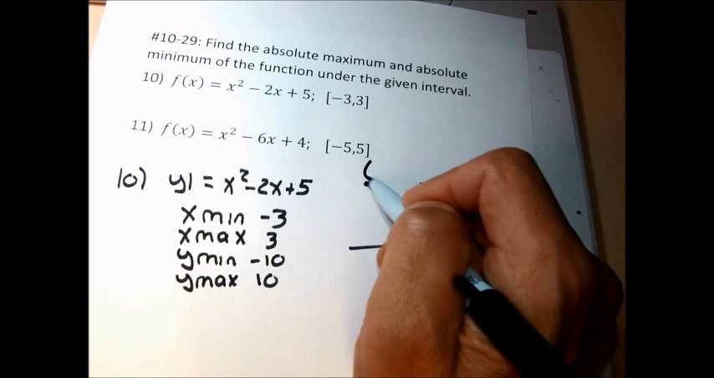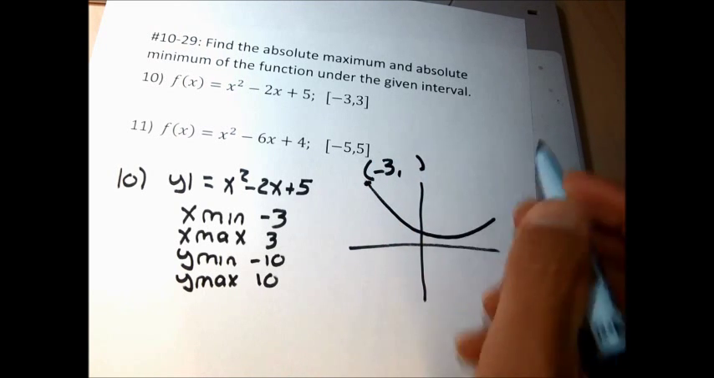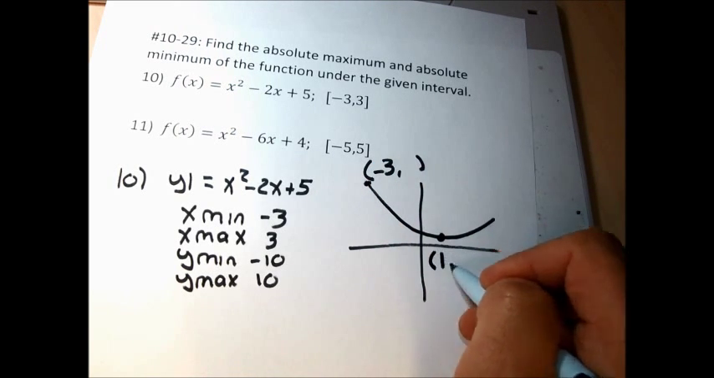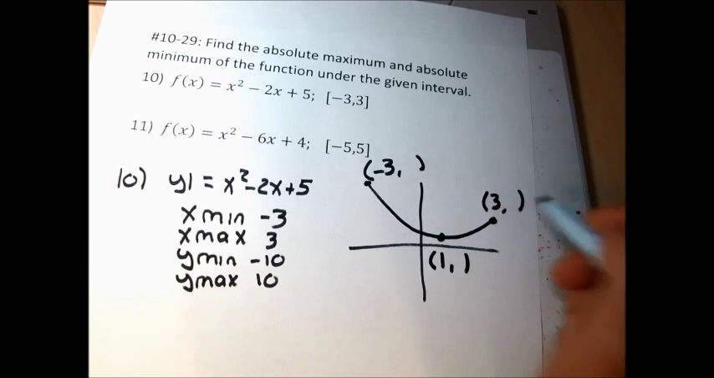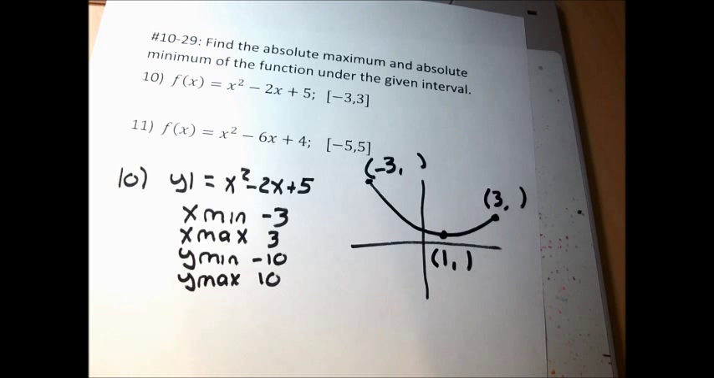I suspect this is the point negative 3 comma something. My guess is that's the point 1 comma something. And this is the point 3 comma something. And it doesn't really even need to be mentioned because it's not the point that's going to give me the absolute maximum or absolute minimum.